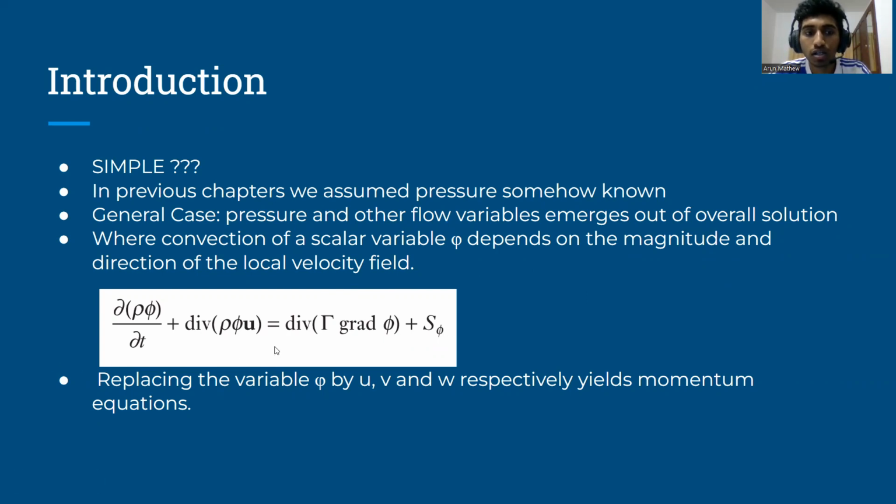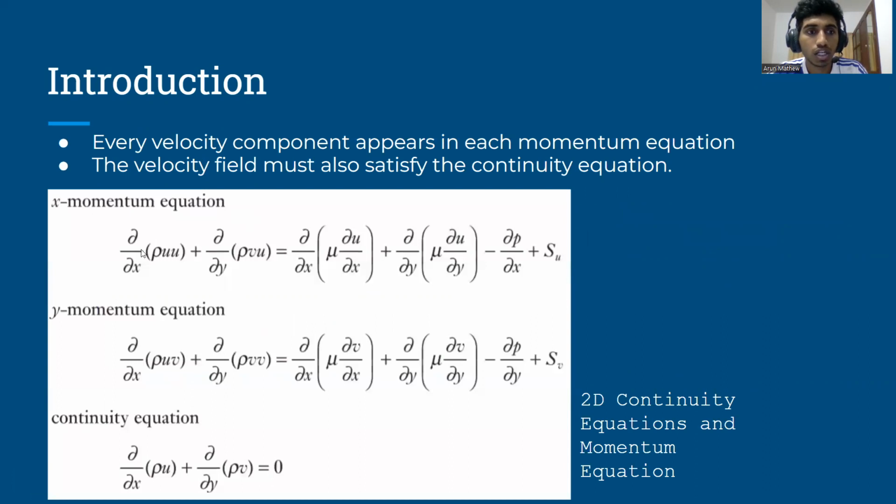This is the general transport equation, and when we substitute u, v, and w in place of phi, we will get the momentum equations in x, y, and z direction. These are the momentum equations in x and y direction, and this is the continuity equation.